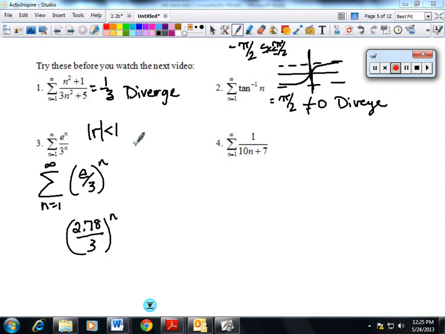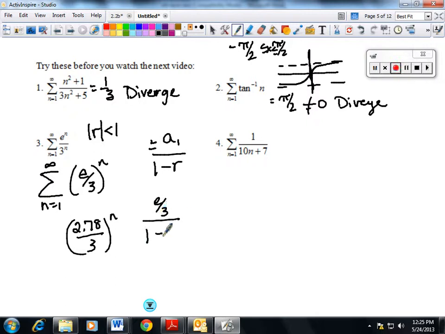Remember that geometric series converge to the first term over 1 minus the common ratio. So my first term, if I fill in a 1 here, would be e/3 over 1 minus my common ratio. Well, that's r. So it's just e/3, which is whatever that ends up being. You can leave it like that.